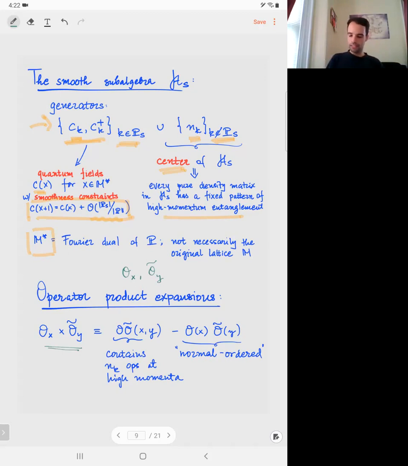To see why the product does not commute with smoothing, just realize that this operator can contain something of the form ck, and this operator can contain something of the form ck dagger for some momentum k that's not in PS. Individually smoothing this one would just remove this ck, and individually smoothing that one would just remove this ck dagger. But if you first take their product, then together they form ck dagger ck, which is just nk, which does survive the smoothing. So this difference precisely contains the data on nk at k not in PS.